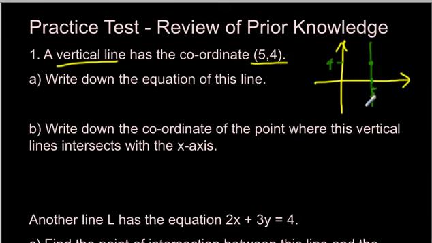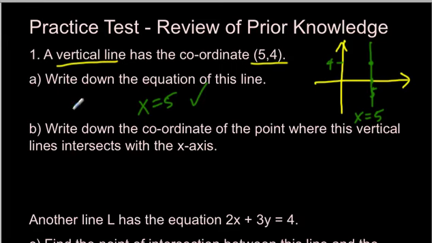Remember, vertical lines are always expressed by x equals something. In this case, it's x equals 5 because it goes through the x coordinate of 5. It goes through 5, 0, or 5, 4. So what's the equation of the line? It's simply x equals 5, and that's the solution.